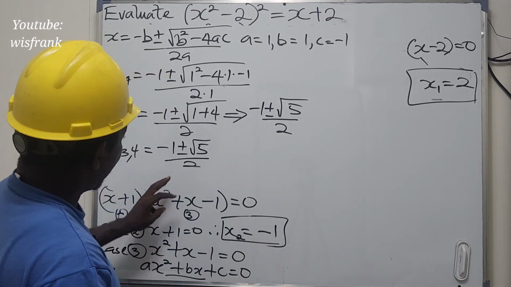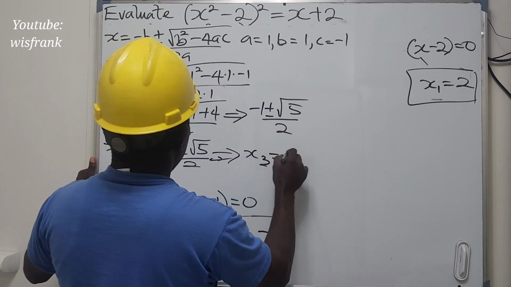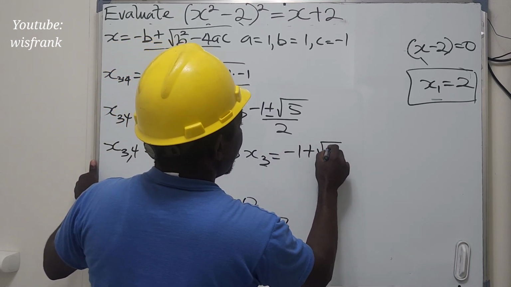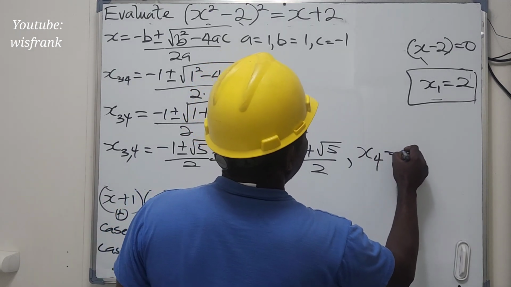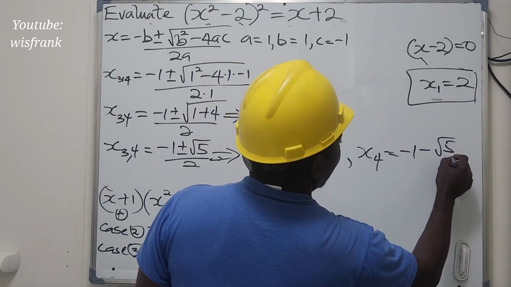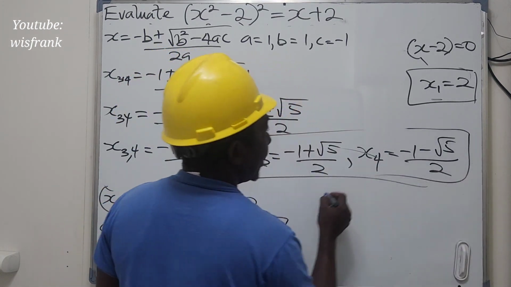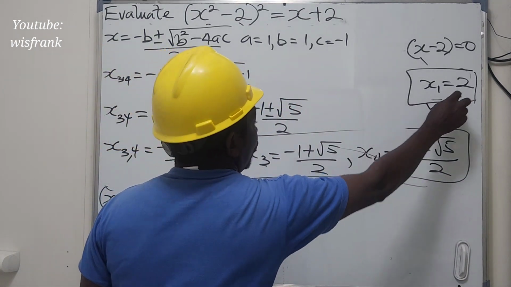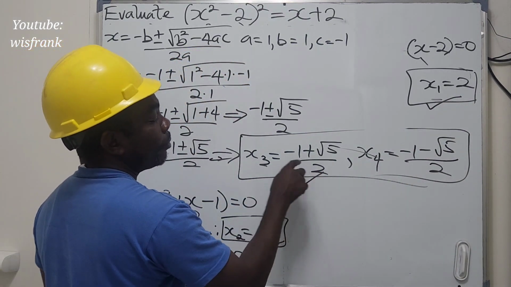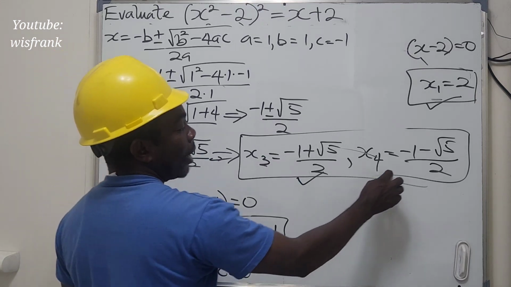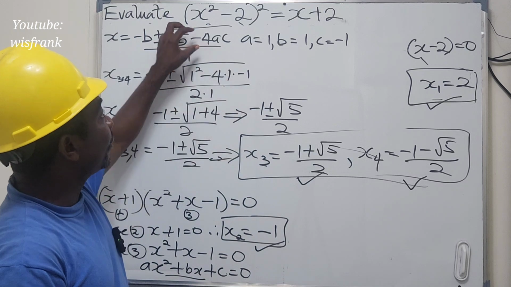Here we can separate this, where we have our x3 equals to minus 1 plus root 5 all over 2, and our x4 as minus 1 minus root 5 all over 2. So these are the values of x that we have. We have x1 here as 2, x2 here as minus 1, x3 here as minus 1 plus root 5 all over 2, and x4 here as minus 1 minus root 5 all over 2. All these satisfy this equation.